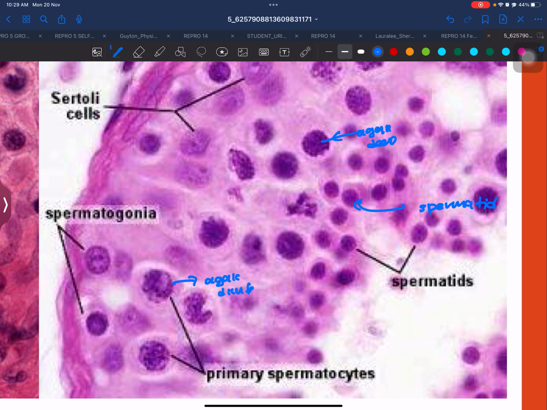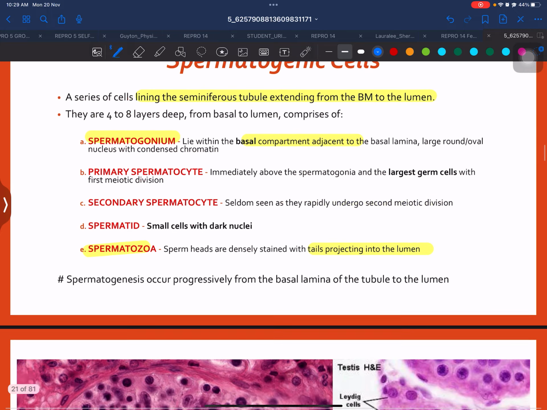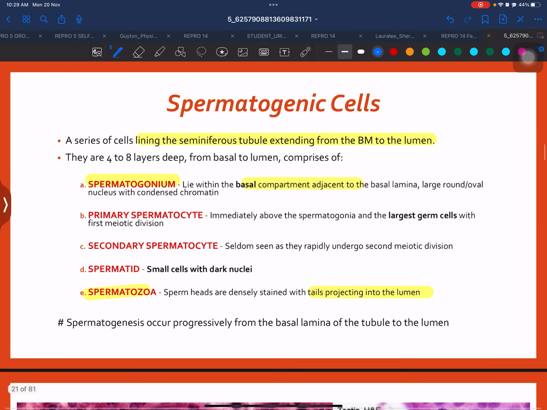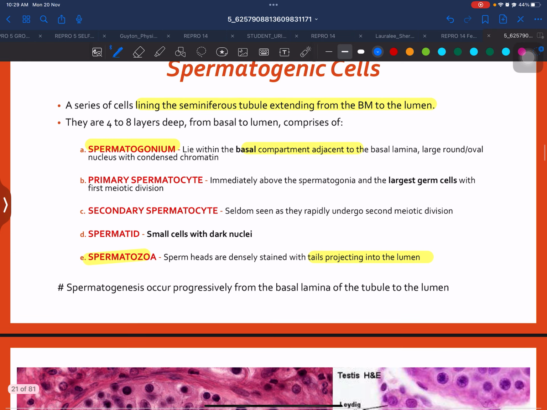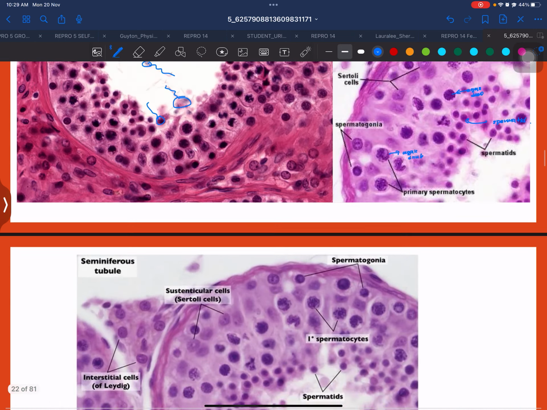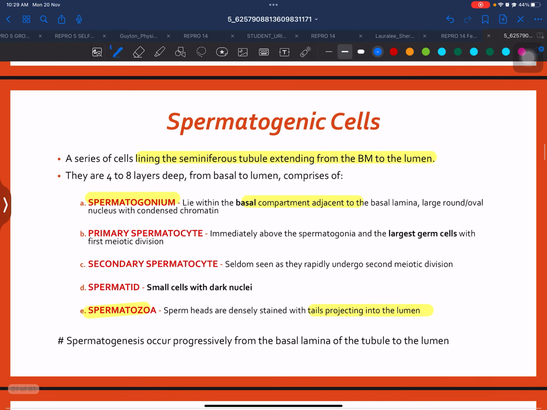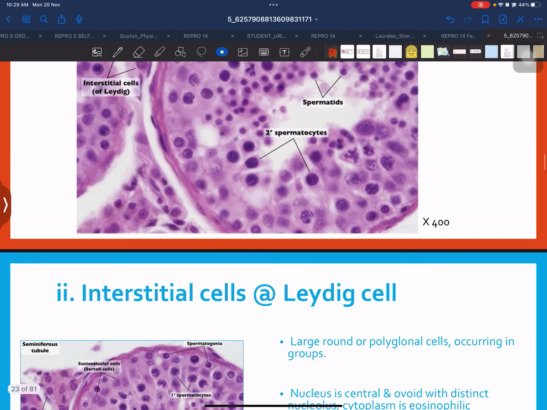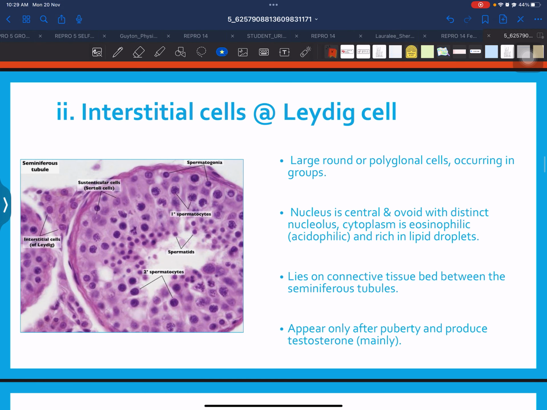So these are the Leydig cells. It is a group of polyclonal cells. Dia memang duduk dalam kumpulan, dia bukan single cells, it is in a group. The nucleus is central and ovoid, and usually it has a distinct nucleolus. The cytoplasm is eosinophilic and it has rich lipid droplets.